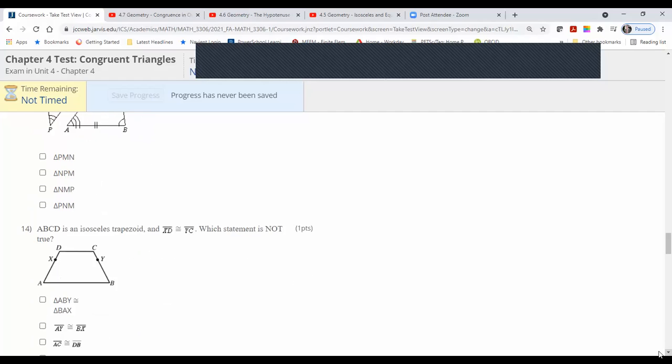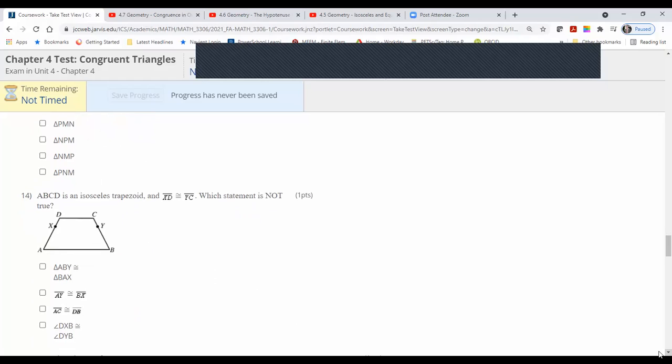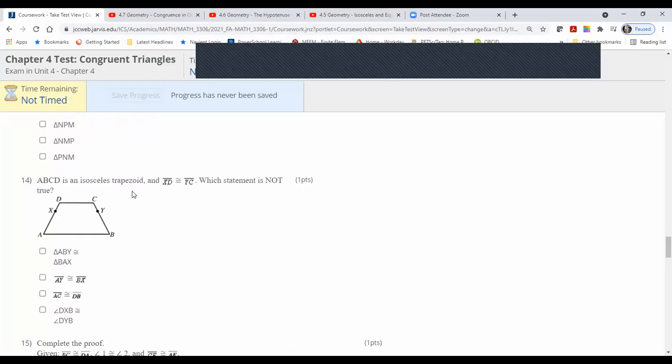Okay, so number 13, you put A, B, C, D. This is called an isosceles trapezoid, and XD is equal to this. So you need to find what is the statement that is not true, right?